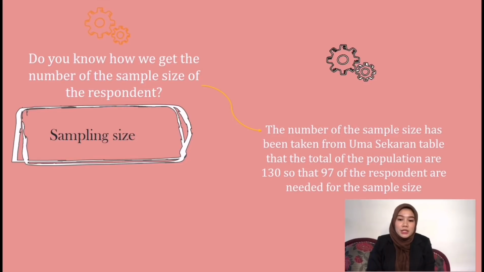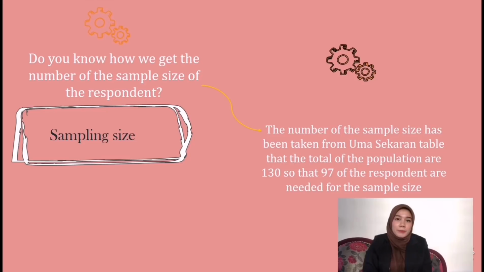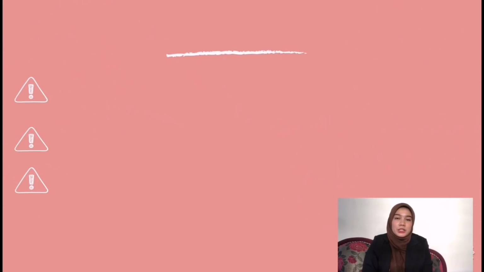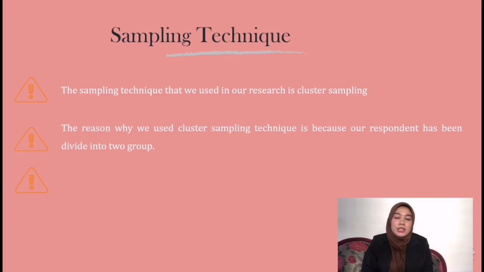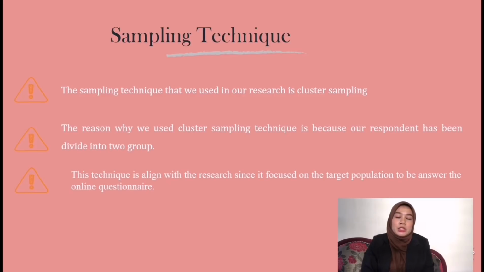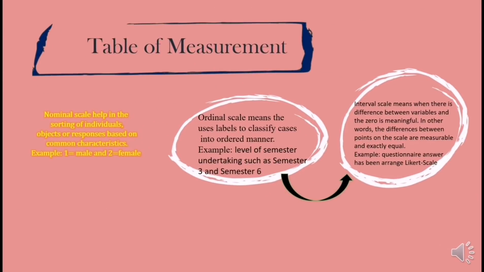The sample size has been taken from the Krejcie and Morgan table, where the total population is 130, so 97 respondents are needed for the sample size. The sampling technique that we use in our research is cluster sampling. The reason we use cluster sampling is because our respondents are divided into 2 groups. This technique is aligned with our research since it focuses on the target population to answer the online questionnaire.